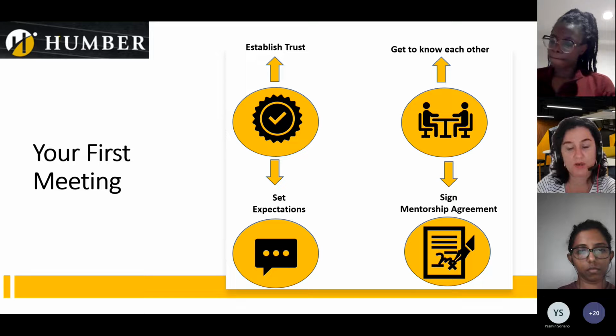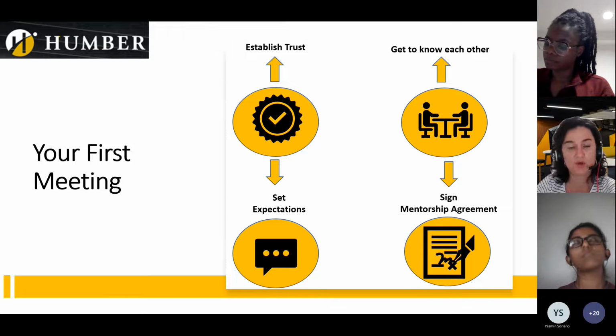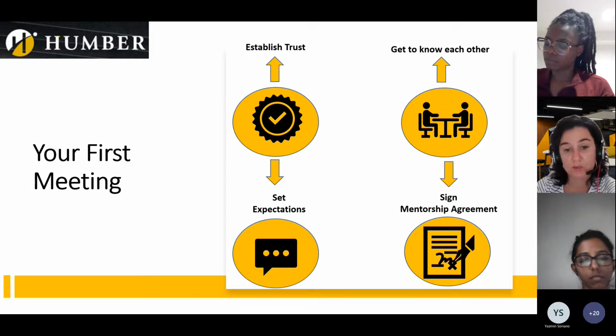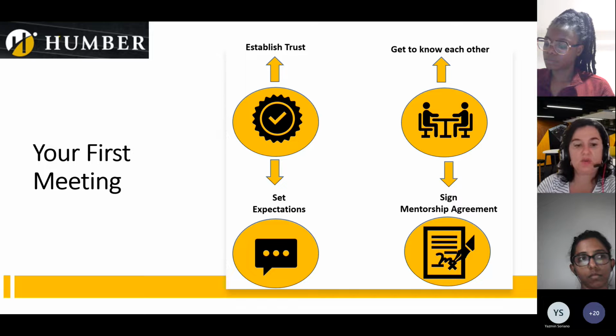Be honest, be open, and if you are honest and open and you are your true self, that is going to resonate with your mentor, and that is going to make a good impression on that first meeting. Another important aspect of that first meeting is to consider what type of questions you may expect from your mentor. Your mentor may be asking you, how do you see their role as your mentor? And what are some of your expectations?